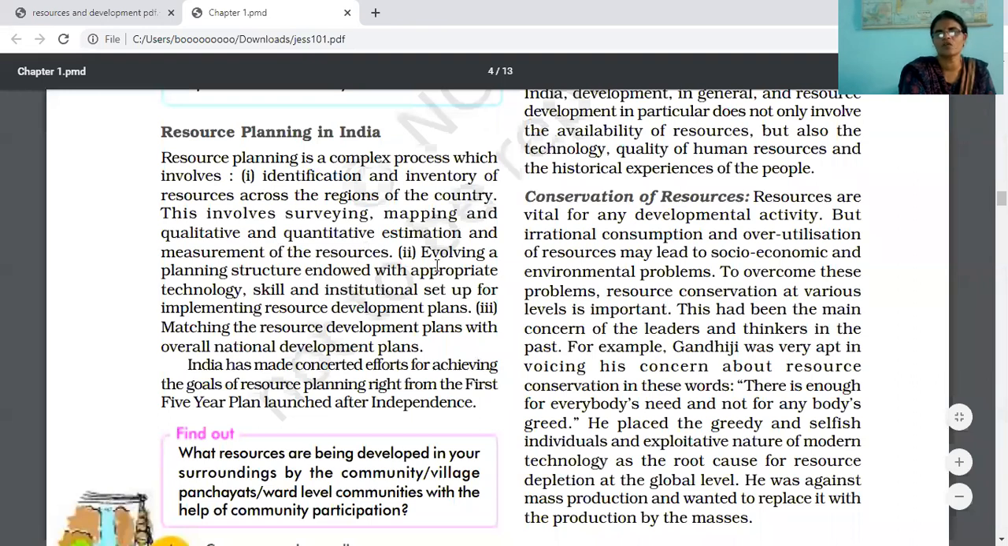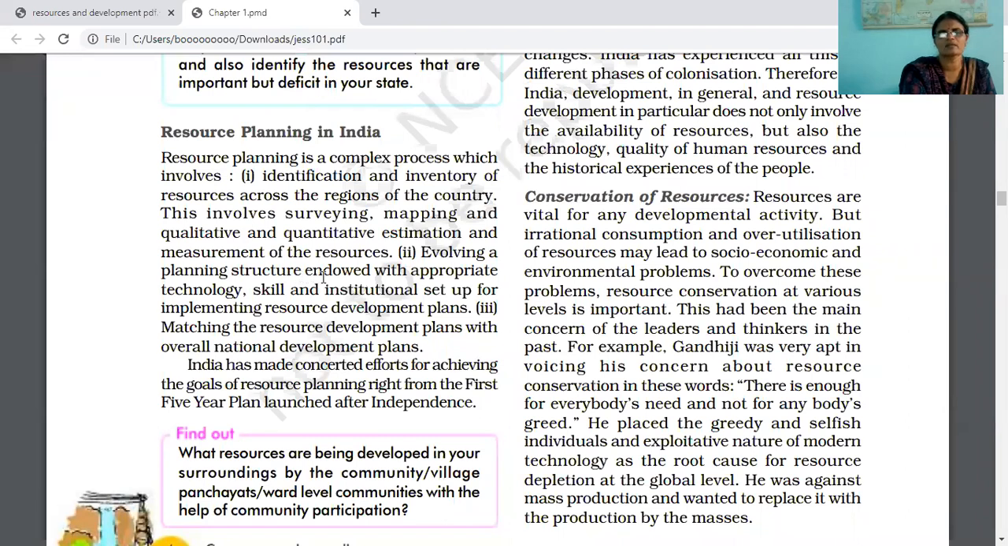Second step, evolving a planning structure. A planning structure must be evolved with appropriate technology. Without the technology, utilization of resources is not possible. So, not only technology, we need skill and institutional setup. Okay, we explained it. Then the last point, matching the resource development plans with overall national development plans. All these points we discussed in detail in our earlier classes.